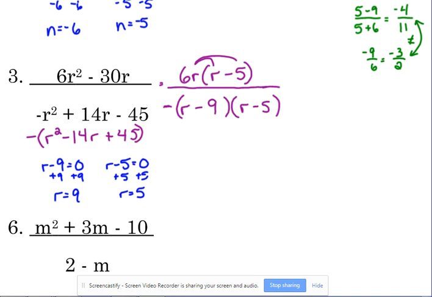Let's cancel now. What do we have in common? We've got r minus 5 in the numerator and the denominator. That's all we can simplify. Now, when I write this, we don't leave a negative. If there's a negative in front here, we don't leave that in the denominator. We're going to slide that up to the numerator to go with the 6r, because it doesn't matter whether negative 1, we're multiplying it in the numerator or the denominator, it's going to give us the same result, okay?